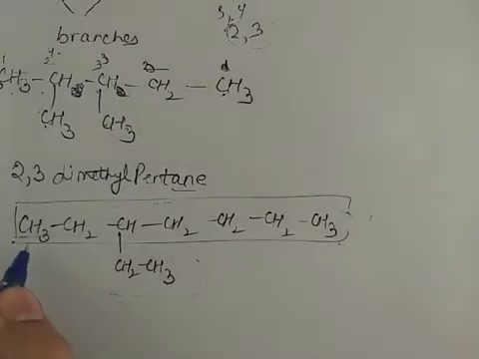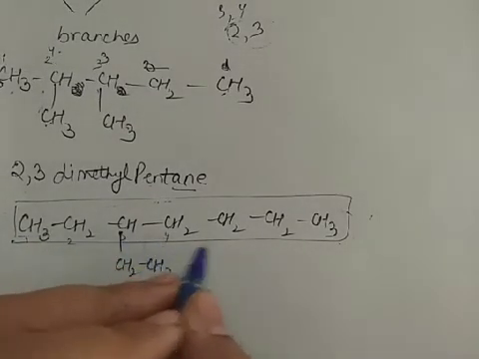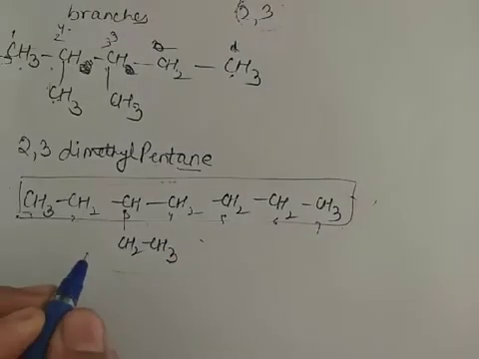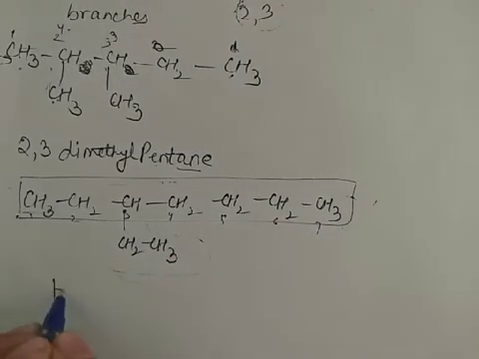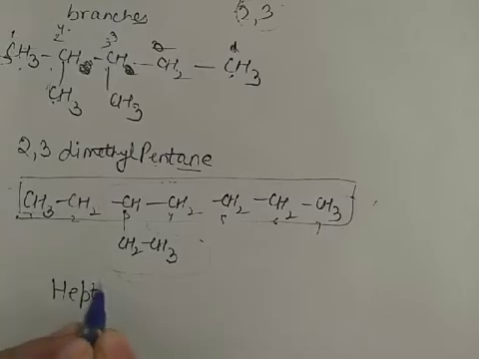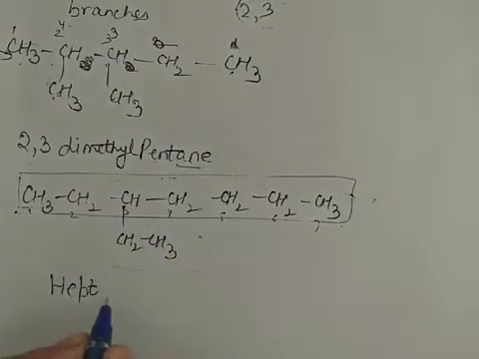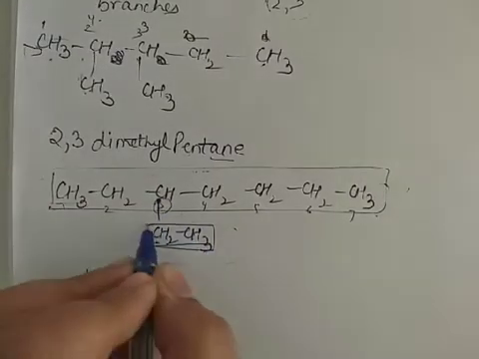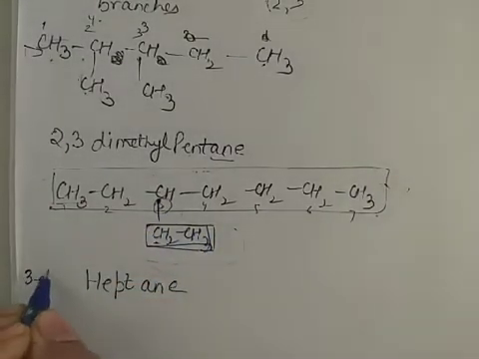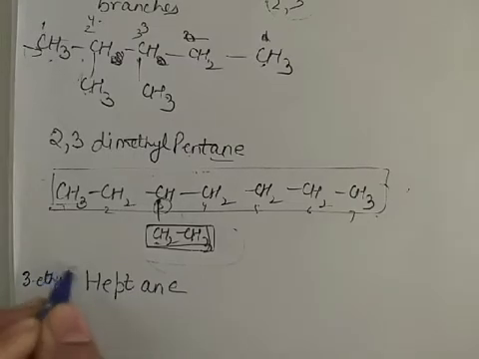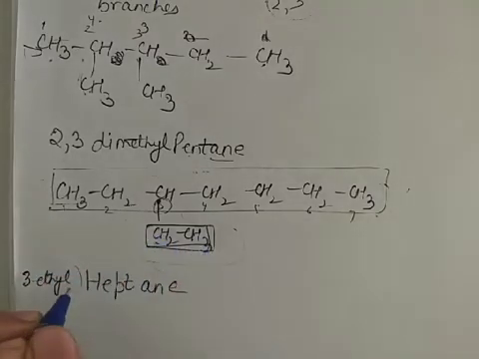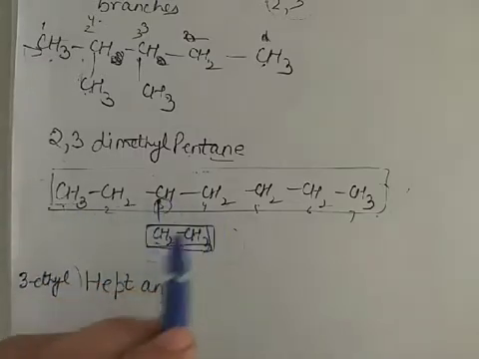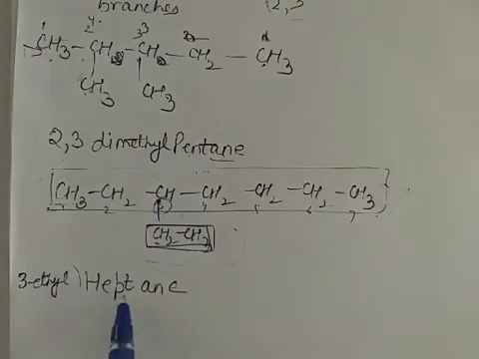So the carbon numbers will be 1 2 3 4 5 6 7. 7 stands for hept, all single bonds, so heptane. On the third carbon there is an ethyl group, so I will write 3-ethyl. On writing branches, it will come with the suffix yl, so 3-ethylheptane.